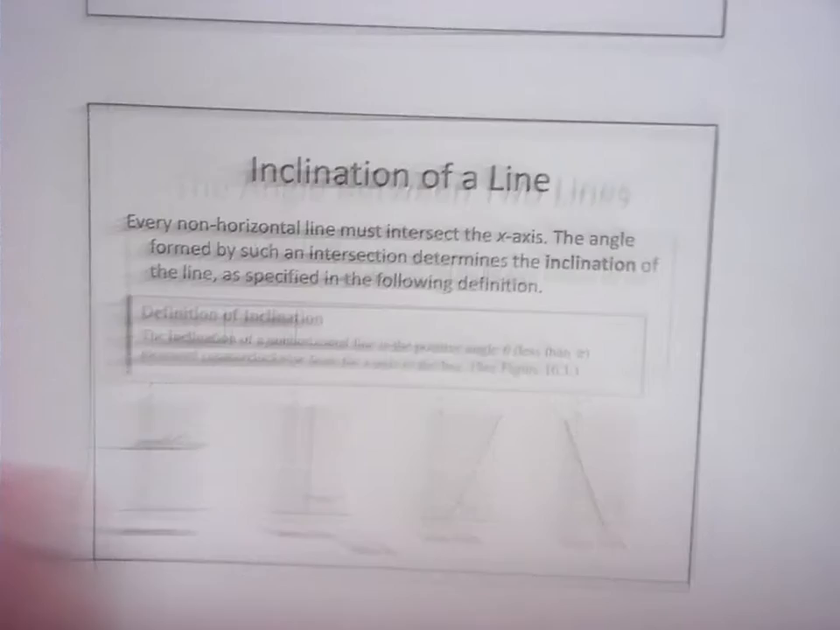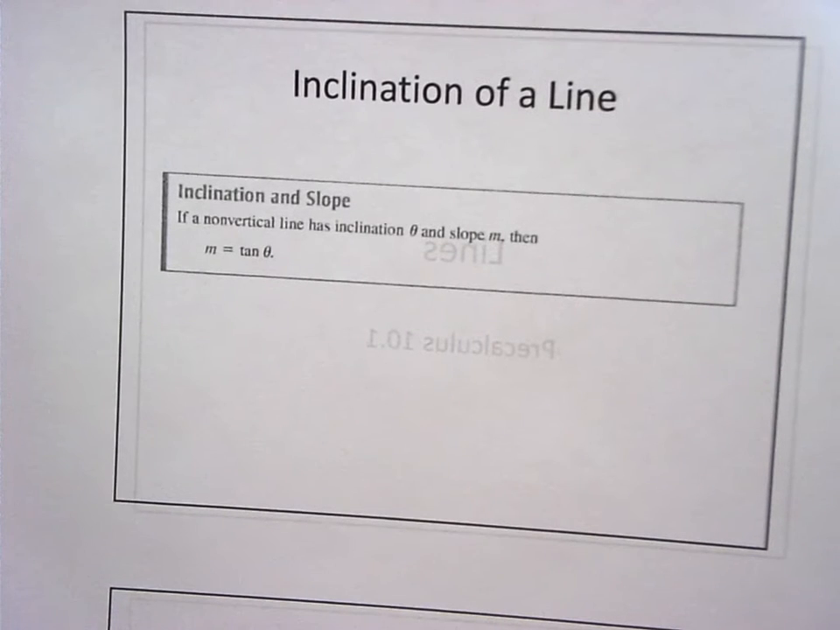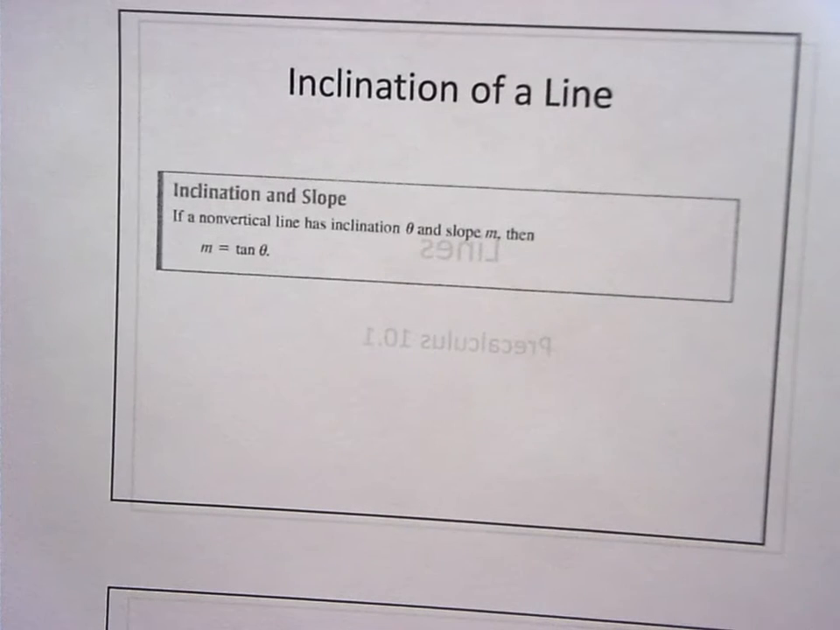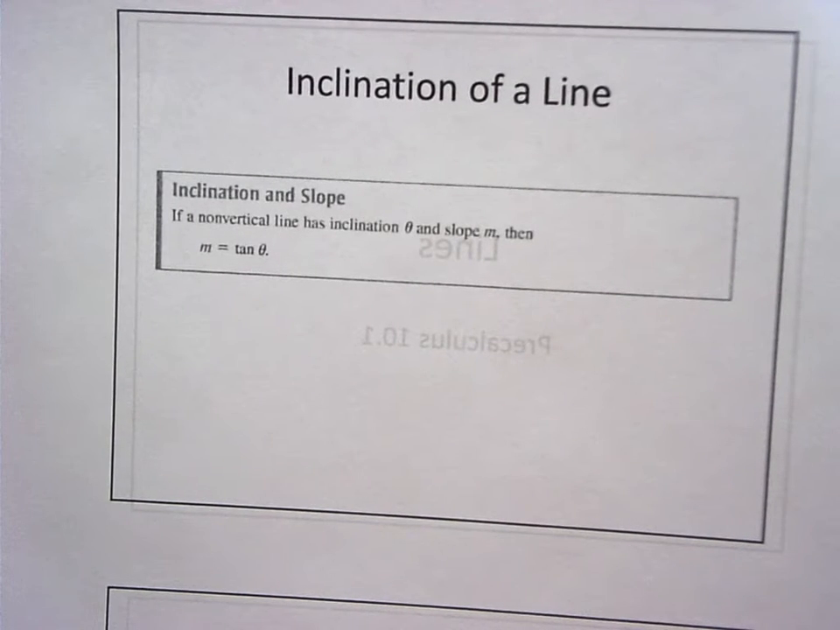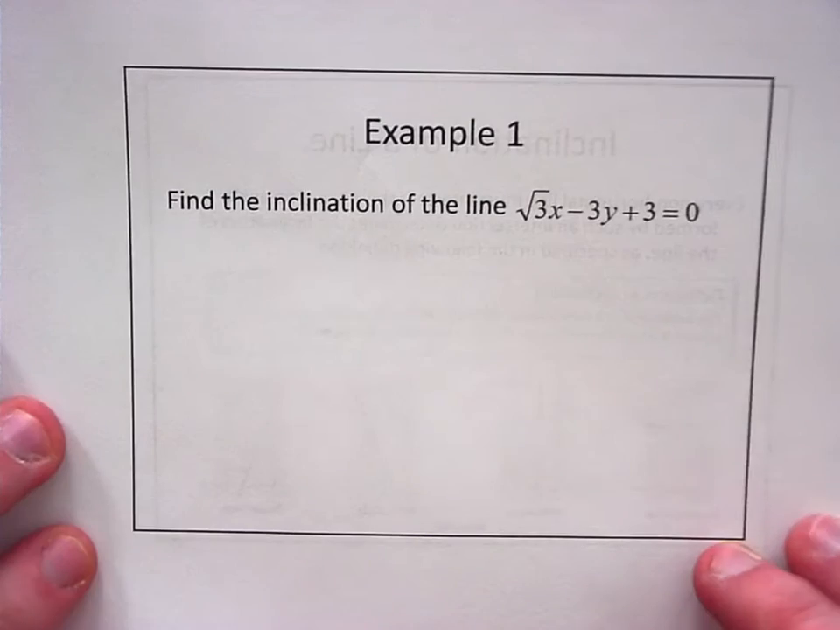For this, we're going to use a formula we've used before. If you have the slope of the line and you need to find that angle, all you have to do is take the inverse tangent of the slope. The inclination is theta in this case, so tangent of theta is m. That means the inclination theta is equal to the inverse tangent of m. So if I have something like this and I want to find the inclination, what would I need to do?